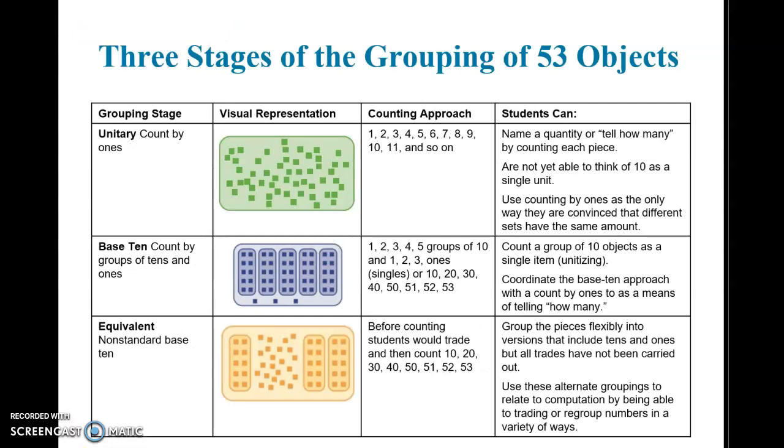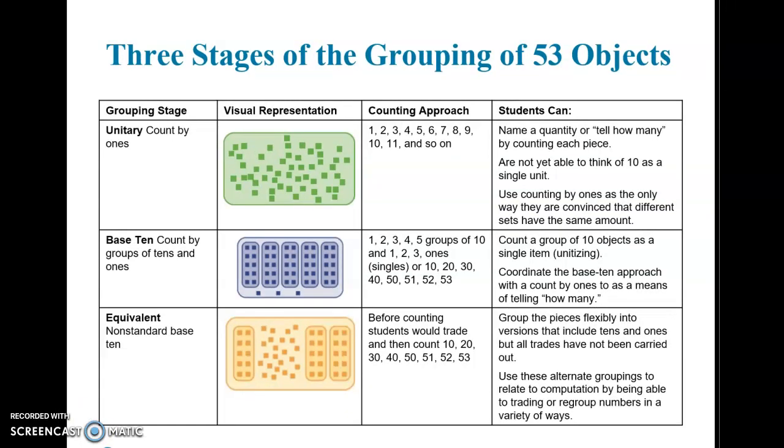3 stages of grouping of 53. Unitary: you count by ones. Students name a quantity or tell how many by counting each piece. Base 10: count by groups of tens and ones. Count out groups of 10 objects as a single item. Equivalent: students group the pieces flexibly into versions that include tens and ones, but all trades have not been carried out yet.